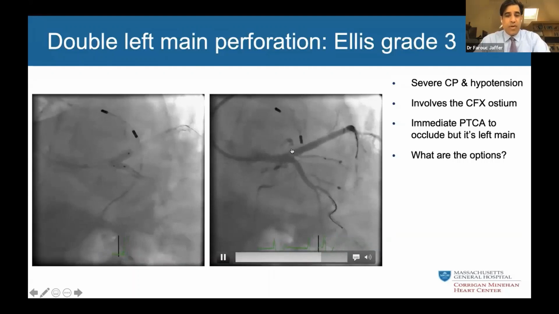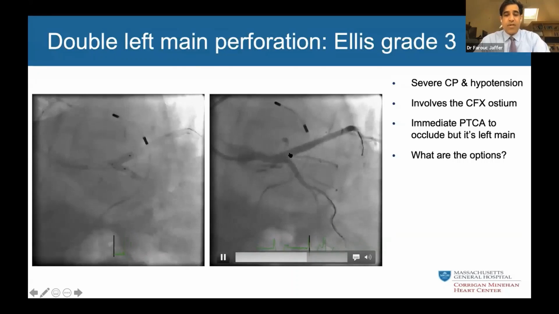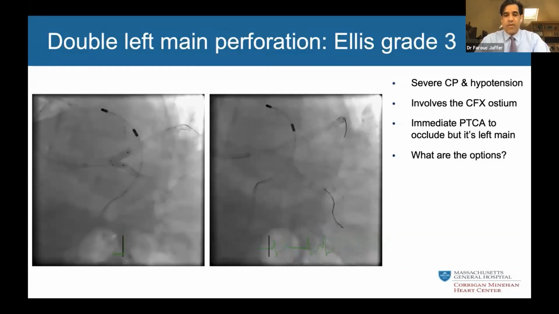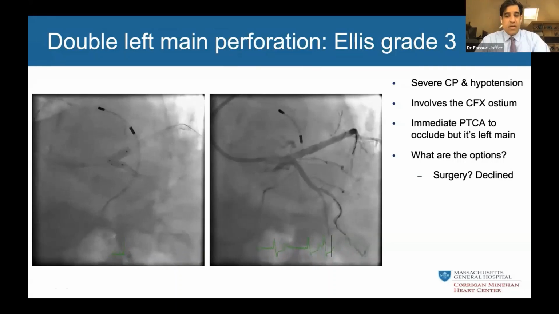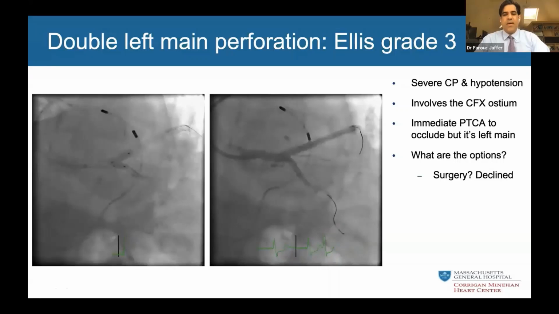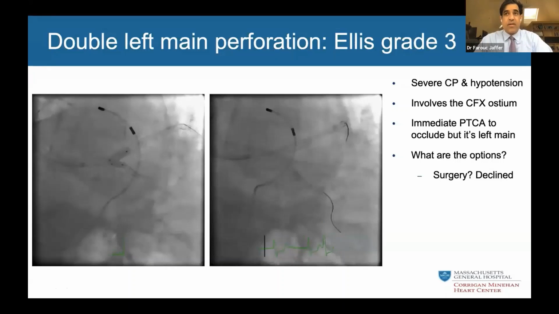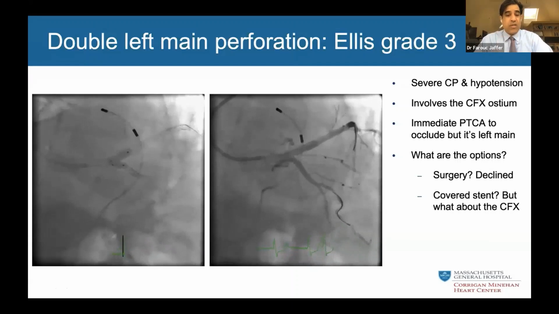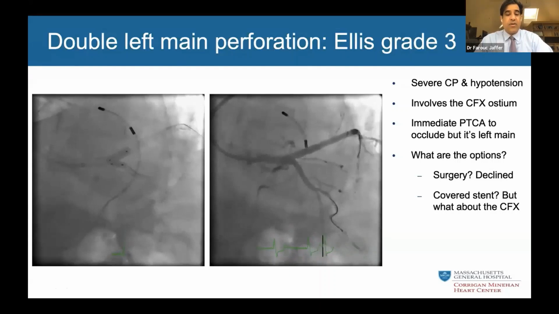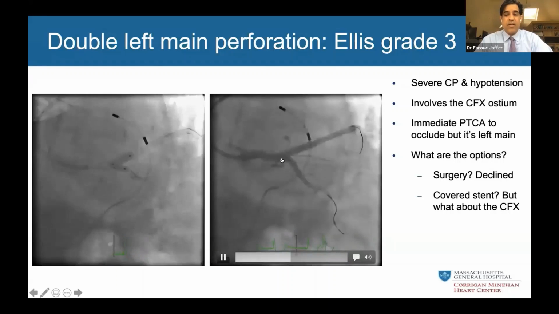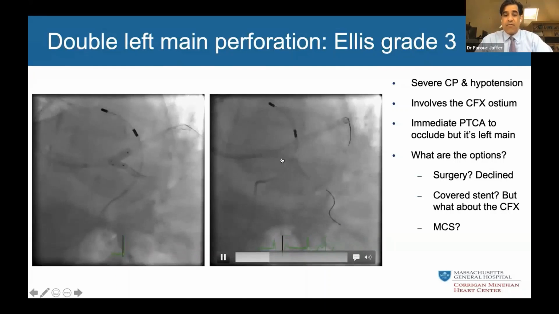Of course we typically want to balloon occlude when we have perforations, but remember this is the left main, so we don't have that option for very long. So what are the options? Well, we could think about emergency cardiac surgery and then trying to ligate or plug the coronaries after grafting on pump, but he was already effectively declined with a high STS score. What about a covered stent? This is proximal, but the one trick, the challenge, is that this is going to involve the ostium of the circumflex, so we might end up losing that if we do it.